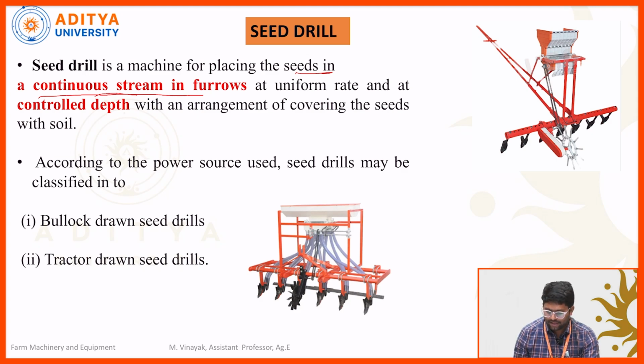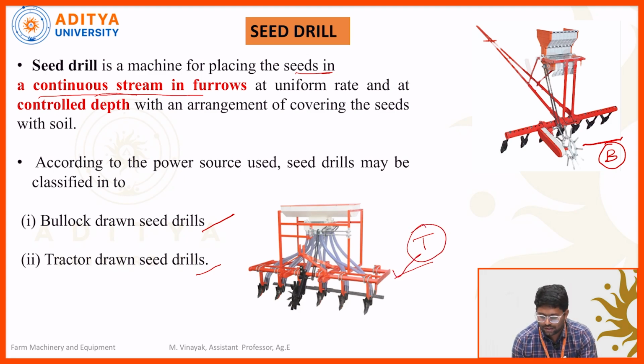Here we can see the classification of the seed drills: bullock drawn seed drill and tractor drawn seed drill. This one is the bullock drawn seed drill, this one is the tractor drawn seed drill. B is nothing but bullock drawn, T is nothing but tractor drawn seed drill.